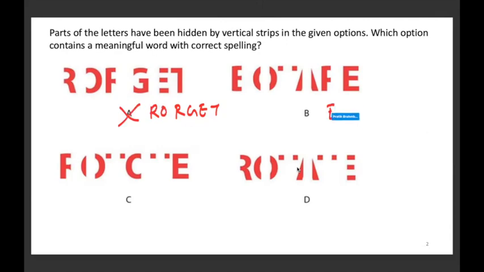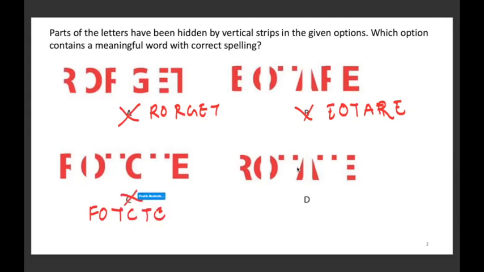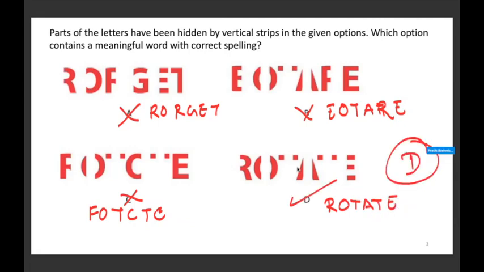Next one, EOTATR, sorry, EOTARE, again not a correct word. The one after that, FOTCTE, not a correct word. D suggests ROTATE, which is a correct word. So D is the correct answer here.